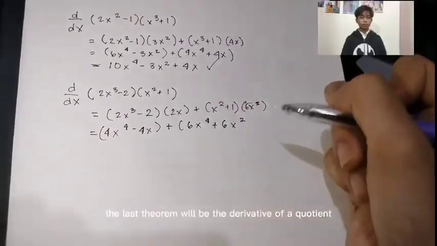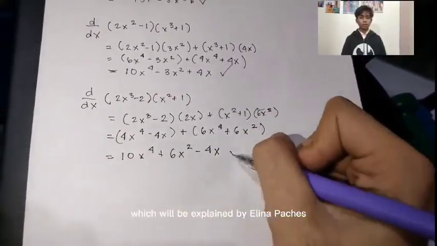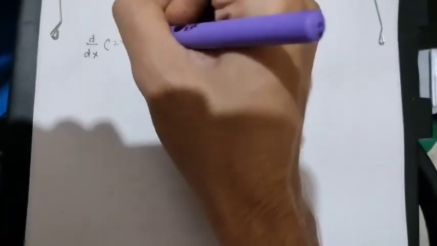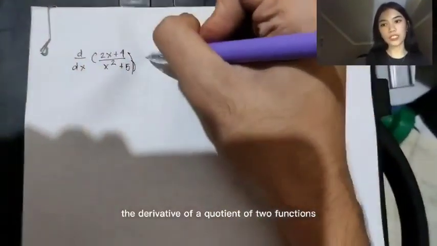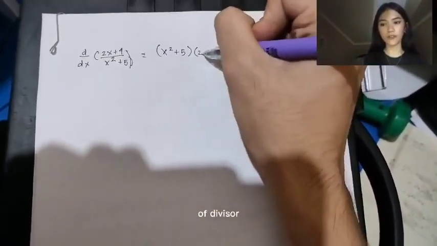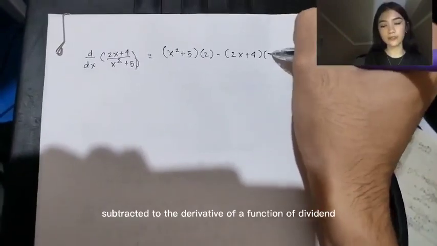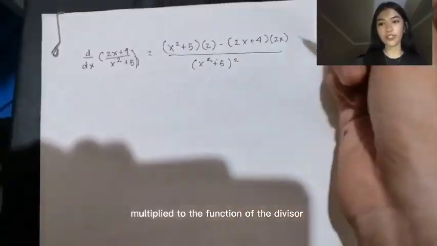The last theorem will be derivative of a quotient, which will be explained by Elena Paches. The derivative of a quotient of two functions is the function of dividend multiplied to the derivative of the function of divisor subtracted to the derivative of a function of dividend multiplied to the function of the divisor.